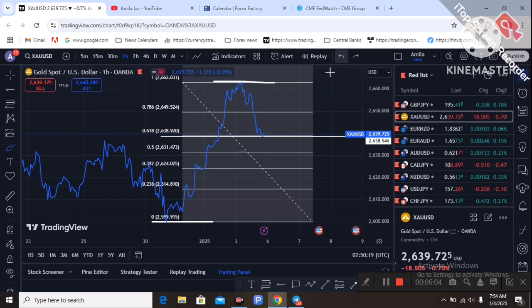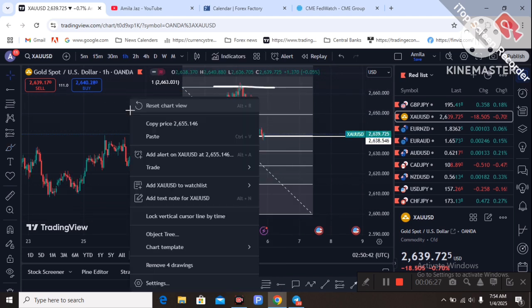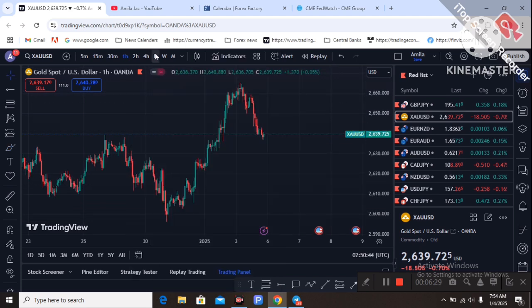So this is the 1 hour gold line chart, and that is just what I am seeing technically. Please don't misunderstand, I am telling you my own analysis. You can use this analysis before you take a trade, combined with the fundamental setup. That is what the technicals are saying.